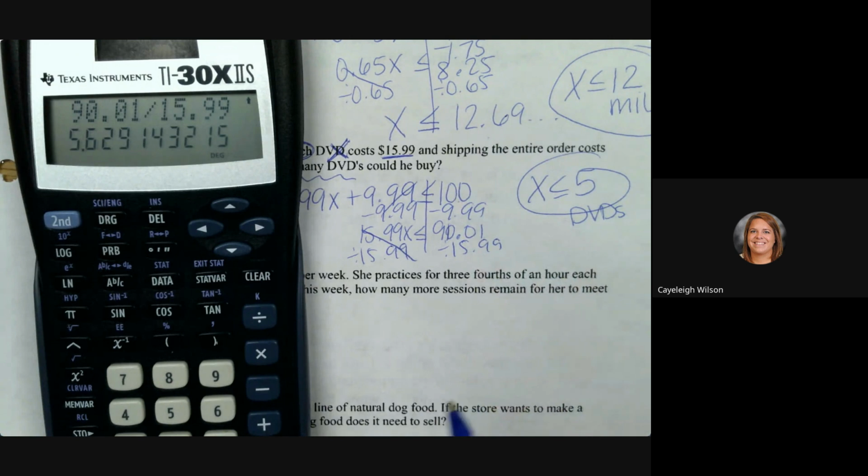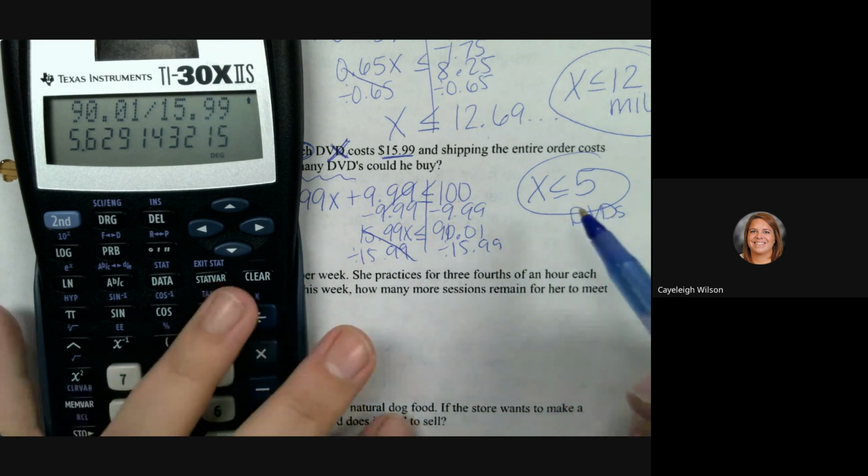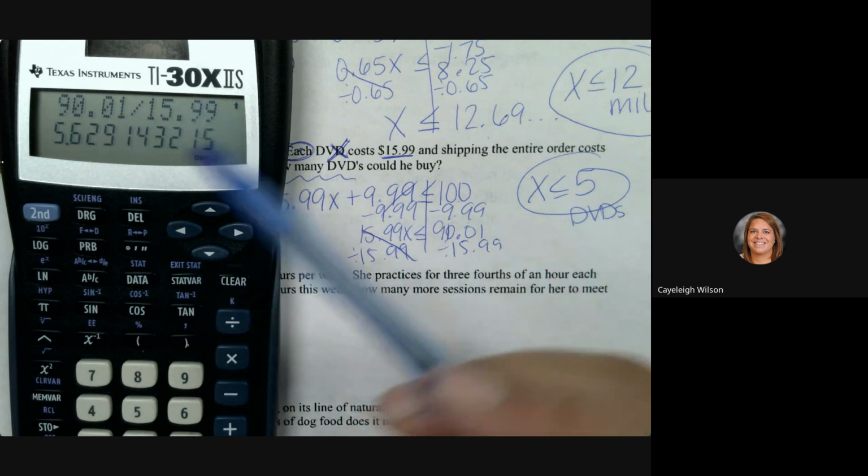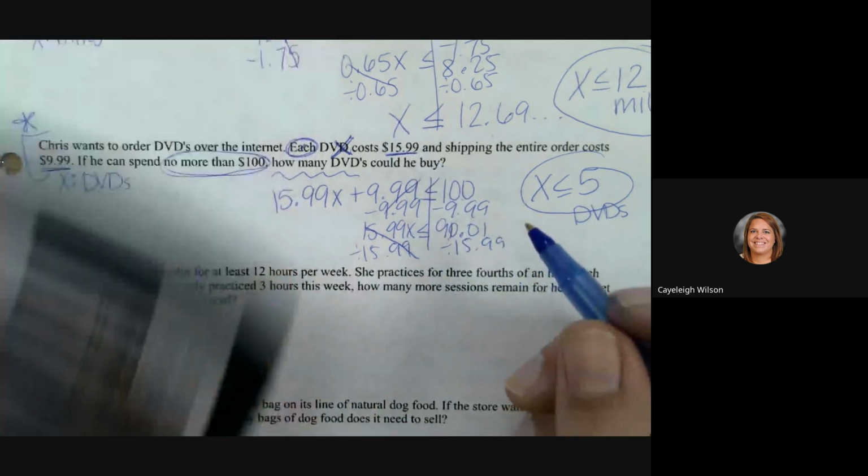Yep. I thought it would just be 5.6. Yeah, well, you can't buy just part of a DVD, so that's why I have to round it. Okay. Yep. Miss Wilson. Yep.